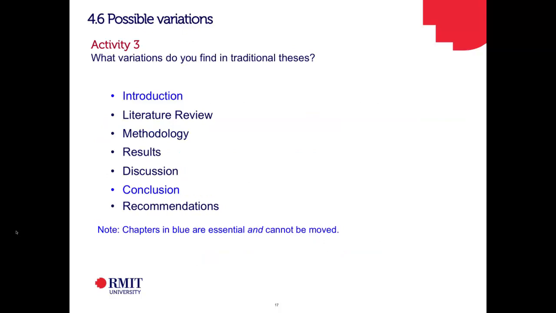In a traditional thesis, there are a number of possible variations, some of which are determined by your discipline. For example, in engineering, the literature review, which tends to be relatively short, can become a subheading in the introduction. Have a think. What variations can you make? Note that the introduction and the conclusion are fixed sections. Pause the video now while you have a think about it.